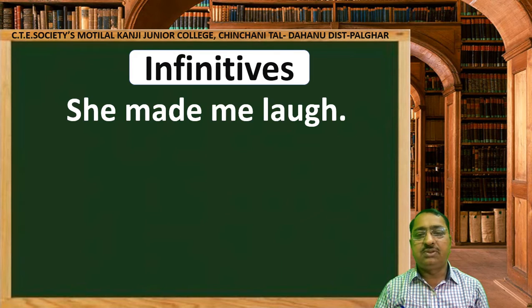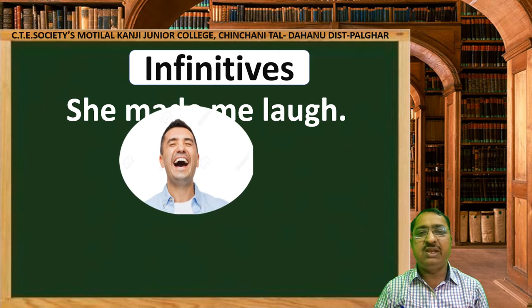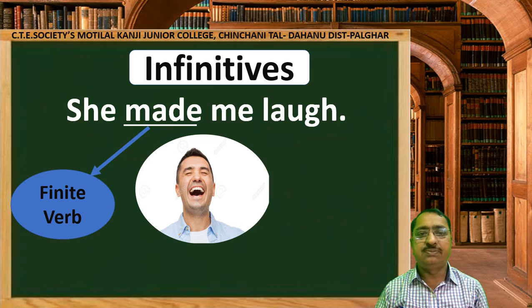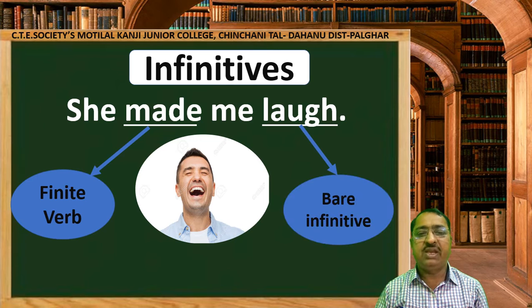Another example, she made me laugh. In this sentence, there are two verbs. First is made. It is finite verb. And second is laugh. It is bare infinitive.